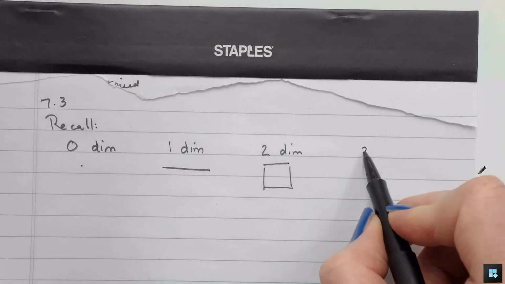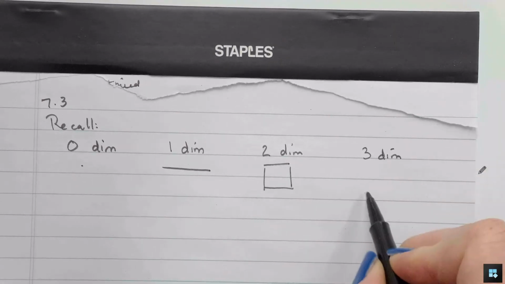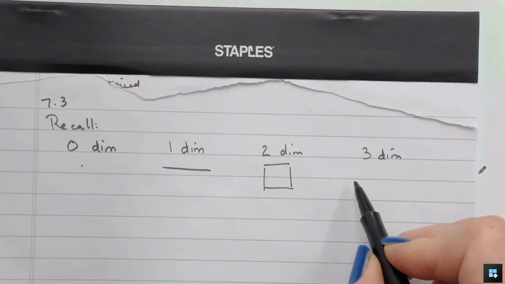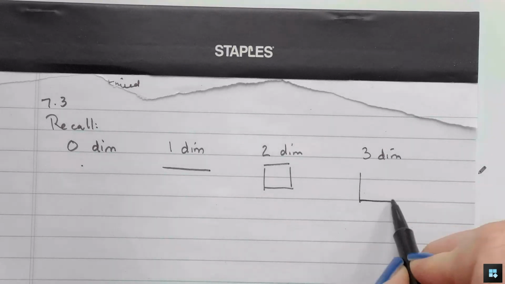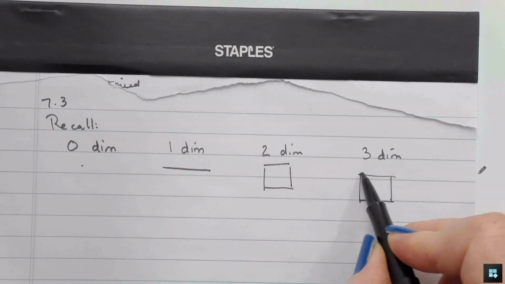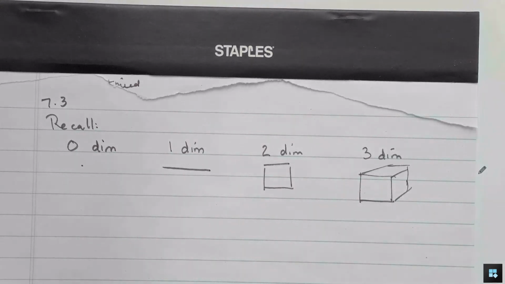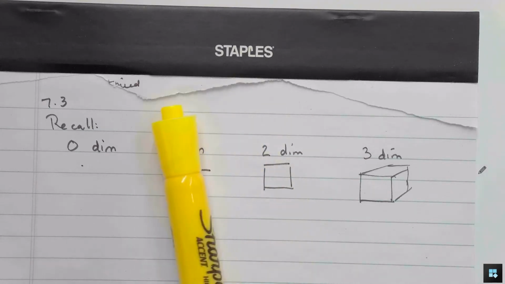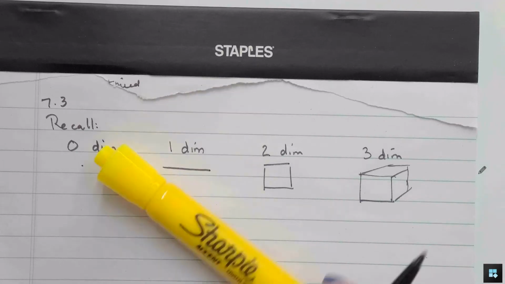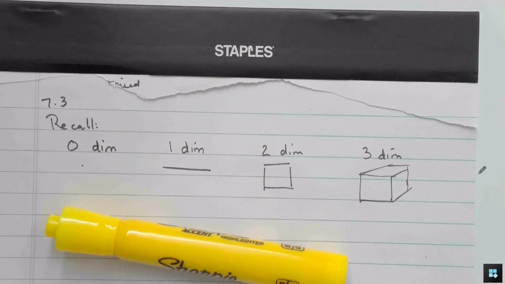Three dimensions, where we live, has thickness. So we have length, width, and thickness. And we can draw a cube in 3 dimensions, but since we're drawing on a two-dimensional plane, it's kind of flattened out. So I'll just put a 3D object there, okay? So the marker is 3 dimensions. It has length, width, and thickness.